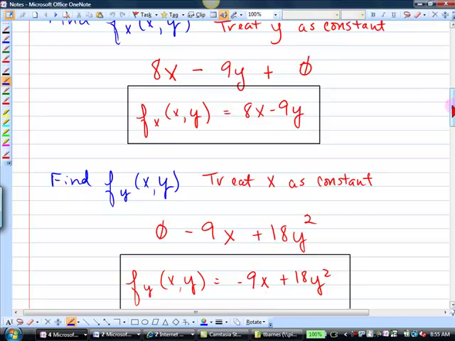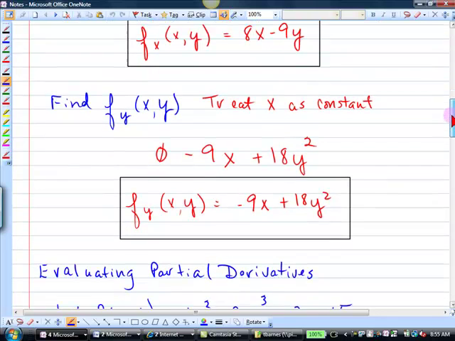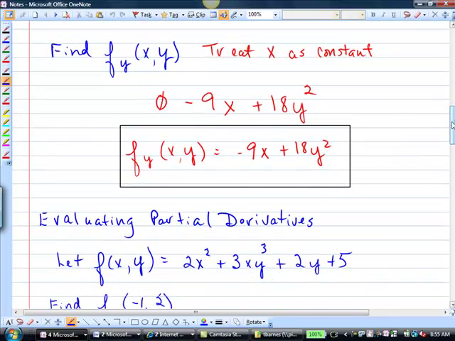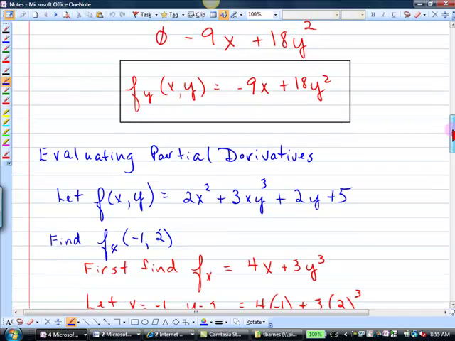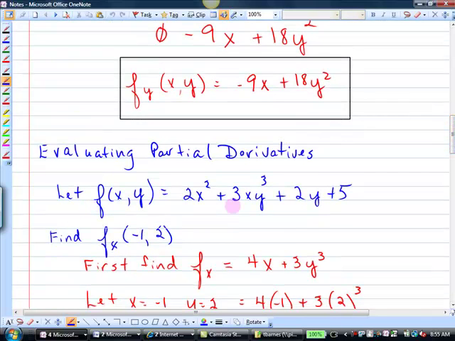Okay. All right. Now, we're going to have to evaluate some partial derivatives. So here's the function that we're given. You might want to just write this down because we're going to use it. F of x, y is 2x squared plus 3xy cubed plus 2y plus 5. We're going to find f sub x of negative 1, 2.